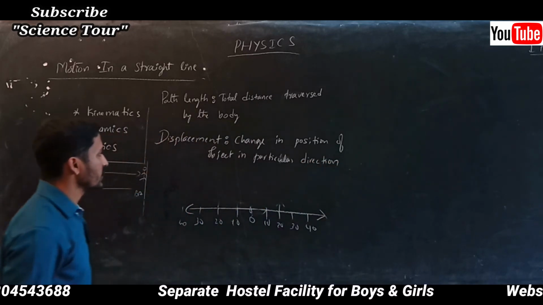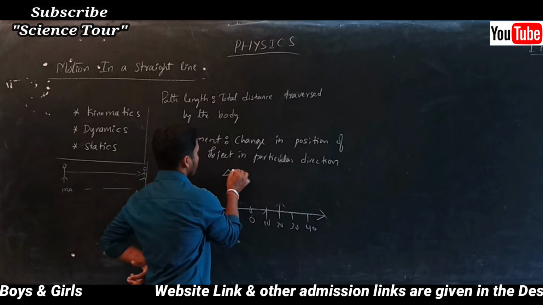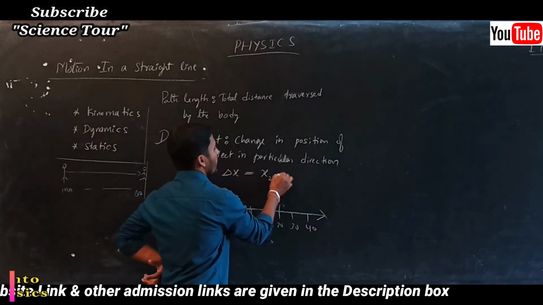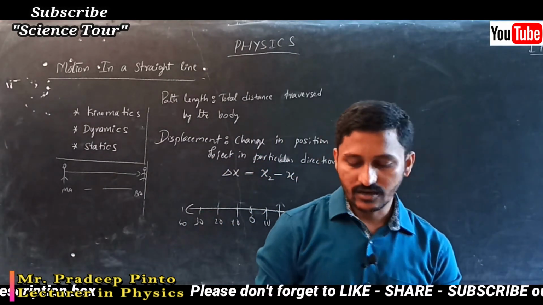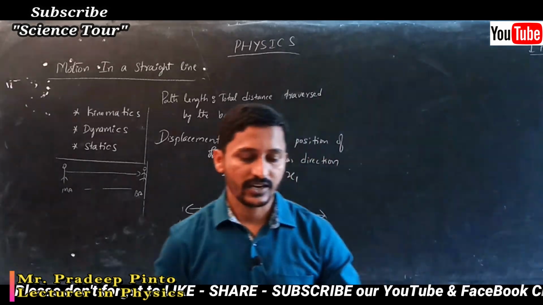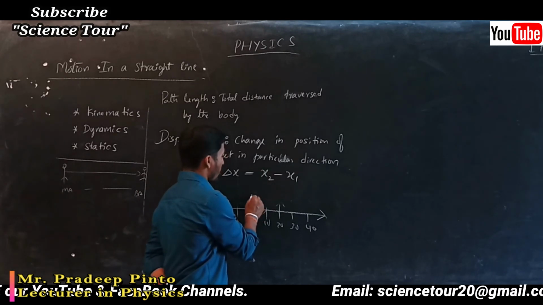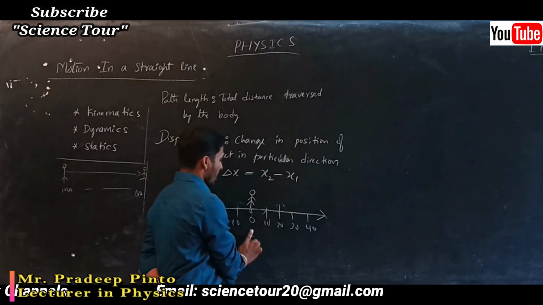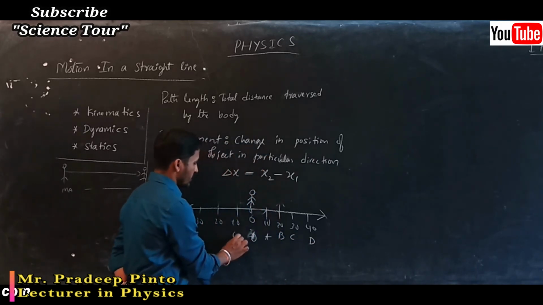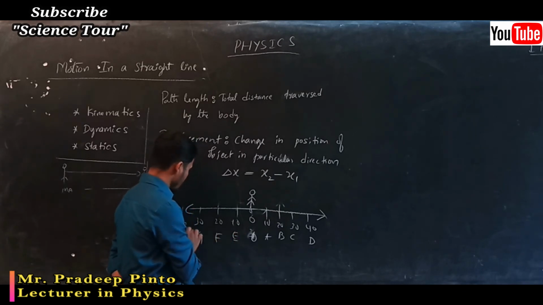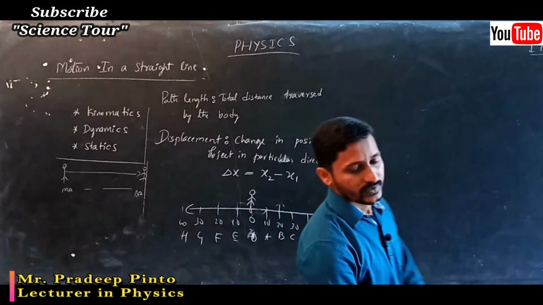Change in the position of the object in a particular direction. Now we can write down that displacement is nothing but delta x is equal to final minus initial. Now let us see the first and second scenarios. So this is the initial point. Now initially where it was, I will write down A, B, C, D, E, F, G, H, like this.